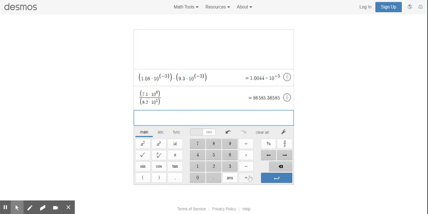Now we want to convert this into scientific notation. You can either do it yourself and look at it and go, I'm going to move it to the left times this, or we can try to do it right here on the fly.